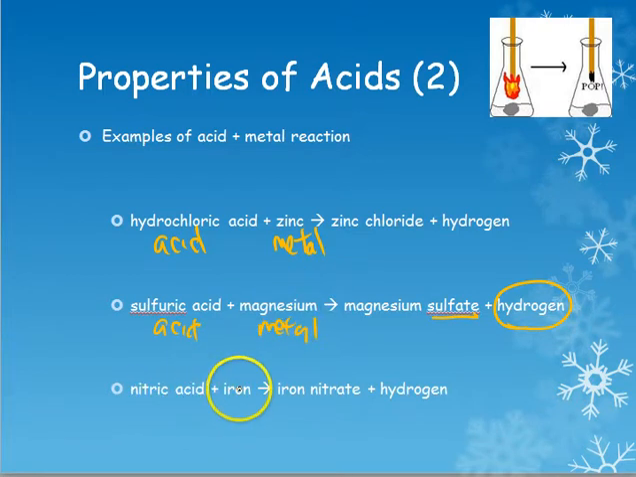Last one, nitric acid plus iron. I know hydrogen gas is confirmed produced because it's an acid plus metal reaction. The key here is what is the salt? Because I'm using nitric acid, the salt that I'm producing is a nitrate salt. What kind of nitrate? Reacting with iron metal, so it's an iron nitrate. So you can see how the names are related. Please make sure you know how to form the names.